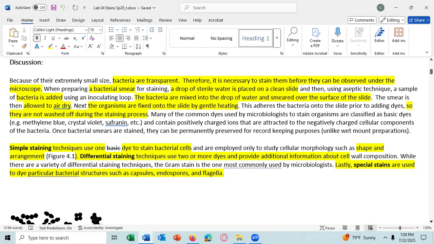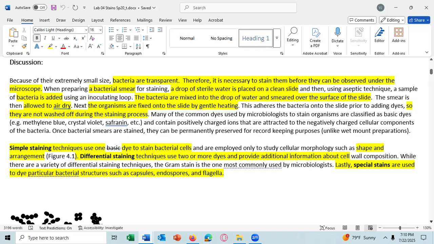You can also add cells in a liquid media by just putting a drop of the liquid media on the slide, meaning putting media and cells on, and then spreading it around the slide. And then you let that air dry, and then you gently fix the organisms to the slide by gentle heating. We call that heat fixing, allowing the cells to attach to the glass so they're not washed off from the staining procedure, which will later follow.